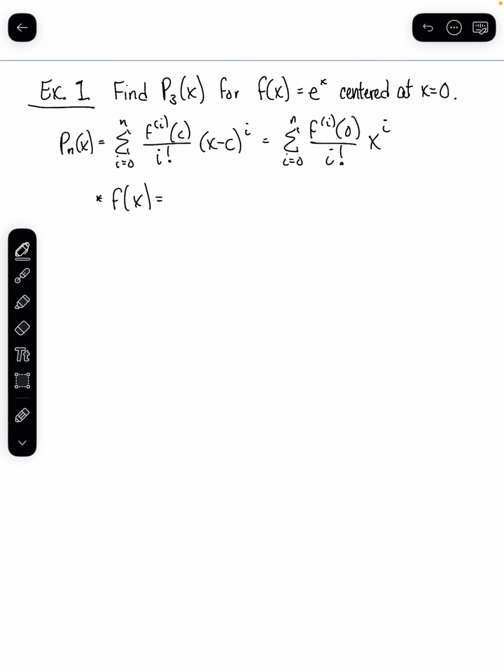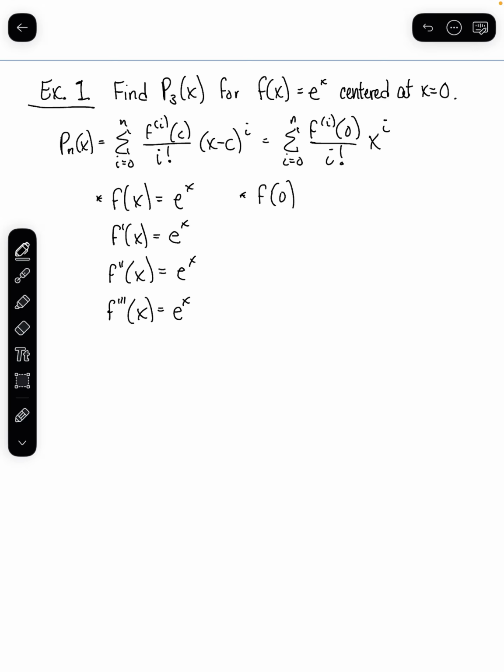So we need the function itself. That's the 0th order derivative, if you will. We need the first order derivative, which, since it's e to the x, its derivative is also e to the x. We're going to need the second order derivative, which is also e to the x. And because we are going up to a degree 3 polynomial, we're going to need the third order derivative, which is also e to the x. Nice and simple. A nice, simple place to start.